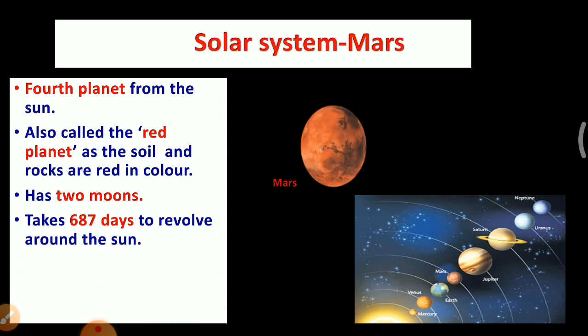So, if you take Mars, it is the fourth planet from the Sun, and it is also called the red planet because it is made up of soil and rocks. It has two moons and it takes 687 days to complete one revolution.